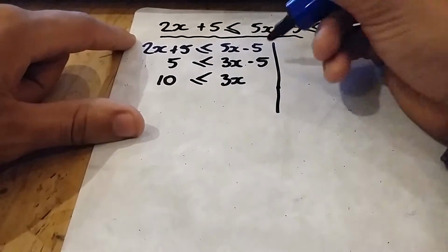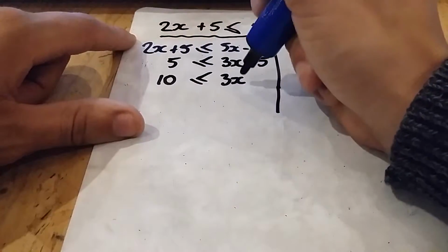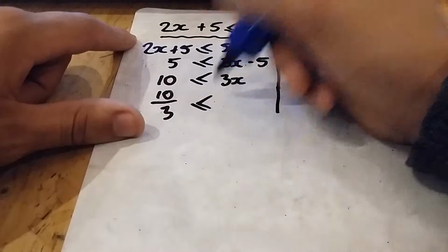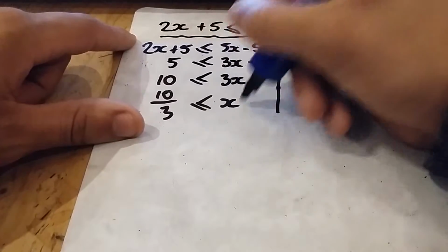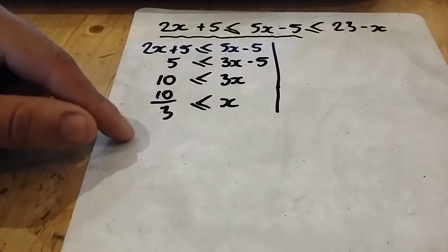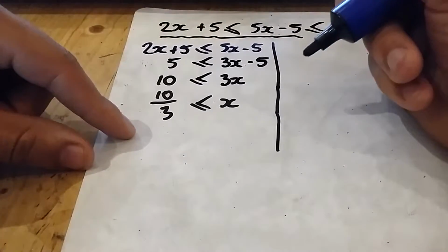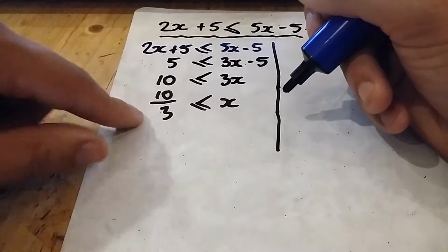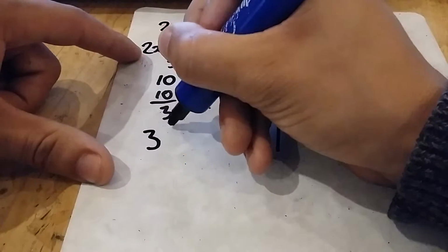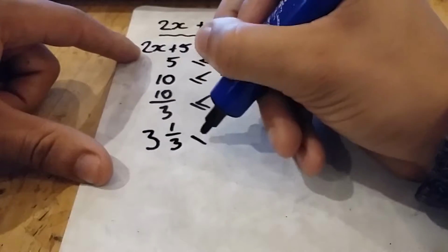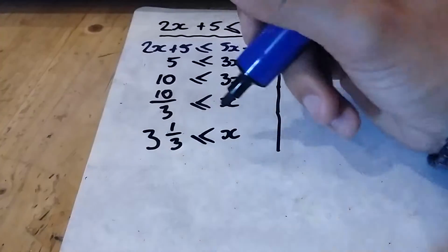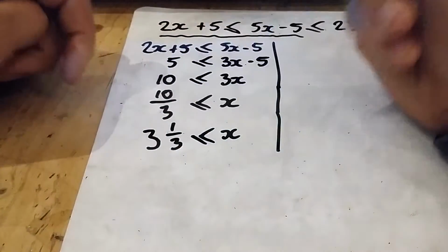but remember we want x on its own. So we need to divide both sides by 3. So 10 over 3 is equal to or less than x. Okay, and if you are not so comfortable with top heavy fractions, you can always change that to a mixed number. So 3 into 10 goes 3 times, 1 left over, and 1/3 left over. So x is greater than or equal to 3 and 1/3.